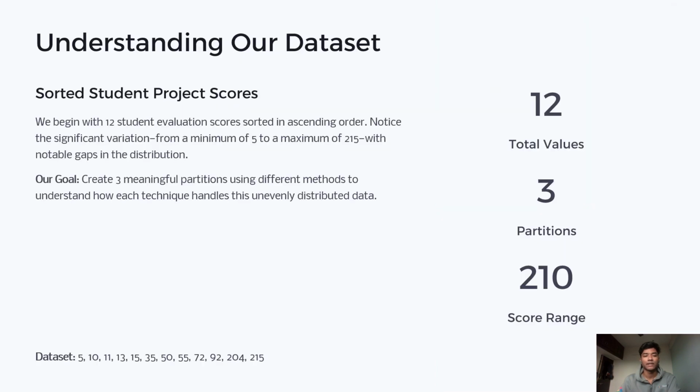Now, understanding the dataset. Our dataset contains 12 student project scores ranging from a very low 5 all the way up to 215. So, the variation is huge and there are noticeable gaps in the distribution. We aim to divide these 12 values into three meaningful partitions using different approaches and compare the results.